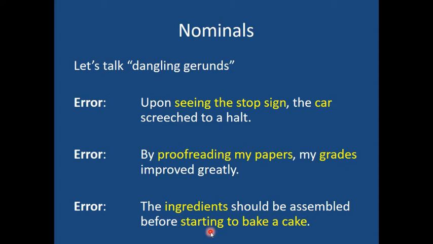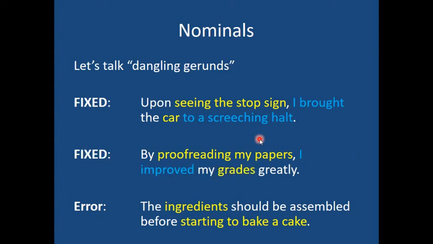So there's a couple different ways of fixing it. One way of fixing it is simply to leave the gerund and then add a new subject. "Upon seeing the stop sign, I brought the car to a screeching halt." Now, I'm the one who's bringing the car to a screeching halt, and I'm the one who's seeing the stop sign. "By proofreading my papers, I improved my grades greatly." I'm the one who's improving my grades, and I'm the one who proofread my paper.